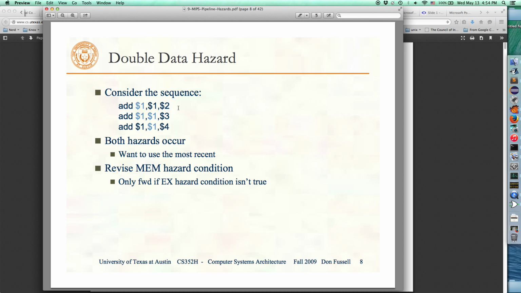Consider this sequence. So in this sequence, both hazards occur, right? Because here we're adding register 1 and 2, putting it in register 1. So this next instruction, well, we need to forward to here, but then this instruction is also forwarding to here, and then this is also forwarding to here as well. So if this happens, we want to use the most recent value. We don't want to use the older value, right? Because we wouldn't want to forward from here down to here. We would only want to forward from here down to here, because this add's been done, then we want to do the add again. So only forward mem if the execute phase hazard condition isn't true. So that just makes sure that we only forward the most recent condition.